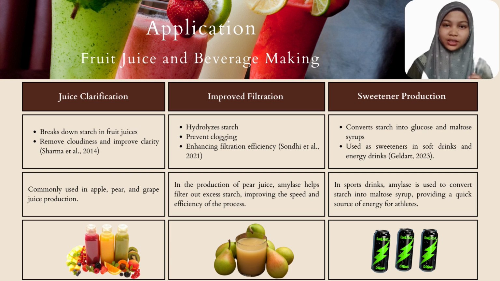Amylase is used for juice clarification. Amylase breaks down starch in fruit juices, removing cloudiness and improving clarity. For example, it is commonly used in apple, pear, and grape juice productions. Besides that, amylase also improves filtration. By hydrolyzing starch, amylase prevents clogging and enhances filtration efficiency. In pear juice production, this speeds up the process and improves filtration. Next, within the productions, amylase converts starch into glucose and maltose syrup used as sweeteners. For instance, in sport drinks, it creates maltose syrup to provide athletes with a quick energy source.